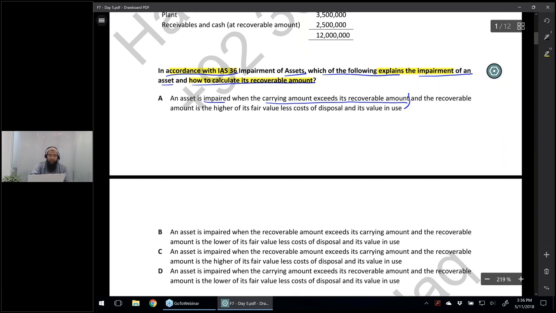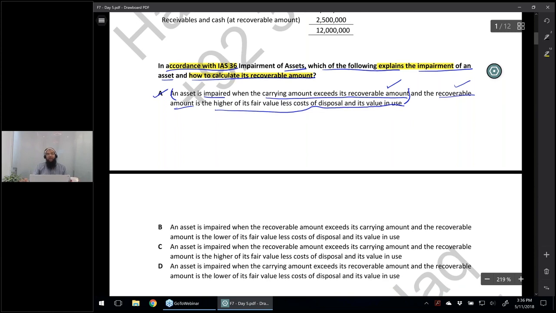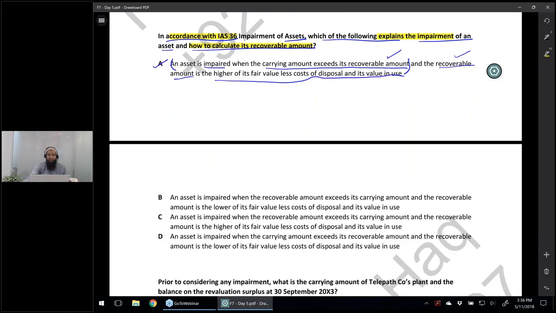Is this right or wrong? An asset is impaired when the carrying amount exceeds the recoverable amount. Yes, this is right. And the recoverable amount is the higher of its fair value less cost of disposal and the value in use. Is this statement also right? Yes, this is also right. So A is actually the right answer: an asset is said to be impaired when its carrying amount exceeds its recoverable amount, and recoverable amount is the higher of value in use and fair value less cost to sell.